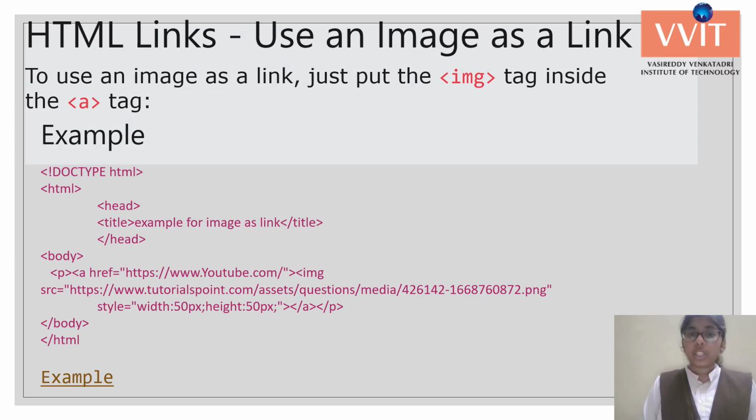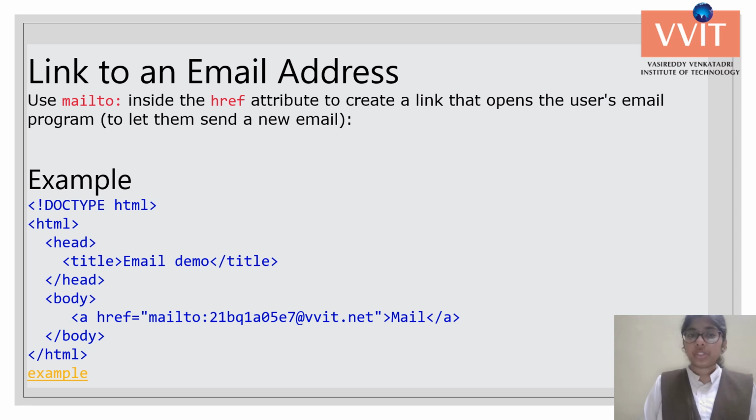Now let us see how we use a link to an email address. By using mailto colon inside the href attribute, we can open the user's email program directly without going through any other options. In this example, the href consists of the URL, which is mailto and some email address. Clicking on the link will open the email program and send an email to the address specified in the URL.